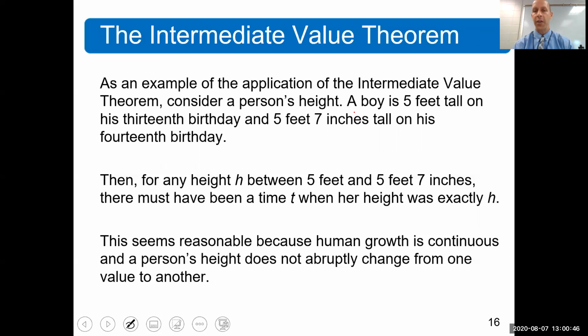Then for any height h between 5 feet and 5 feet 7, he must have been that height at some time t. So the question I have for you is this: was he ever 5 feet 3 inches between the ages of 13 and 14? Well, yes. He couldn't have just magically gone from 5 to 5 feet 7 and skipped over 5 feet 3 inches. Somewhere in that growth period, at some instant of time, he was exactly 5 feet 3 inches.